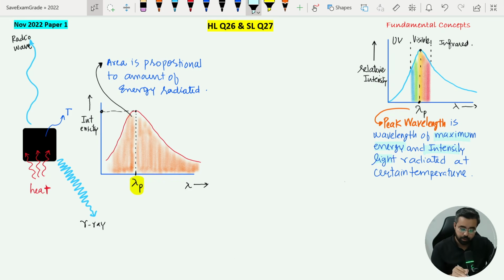And one point to be noted: this area is proportional to the amount of energy radiated, which means when you increase the temperature, this black body will radiate more energy. So that's why this area will also increase.